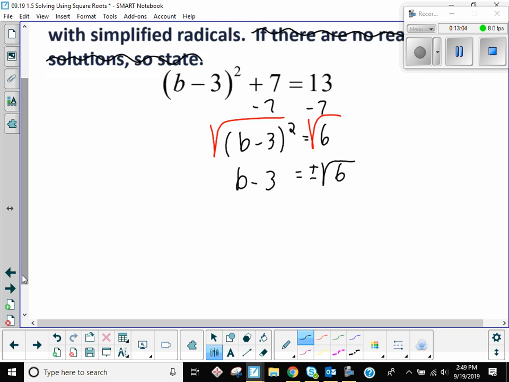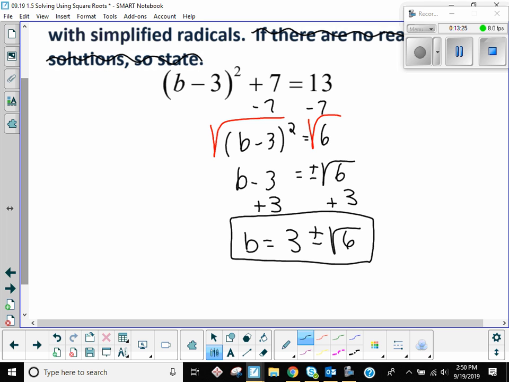And I have one last step. What is it? To solve for b. Get the variable by itself. I need to get the negative 3 out of there by doing what? Adding 3. So b equals 3 plus or minus radical 6. I can't simplify that radical, so it stays like that. You can also write the radical first, like this, if you wanted to: plus or minus square root of 6 plus 3. It's whatever you like. Any questions about that?